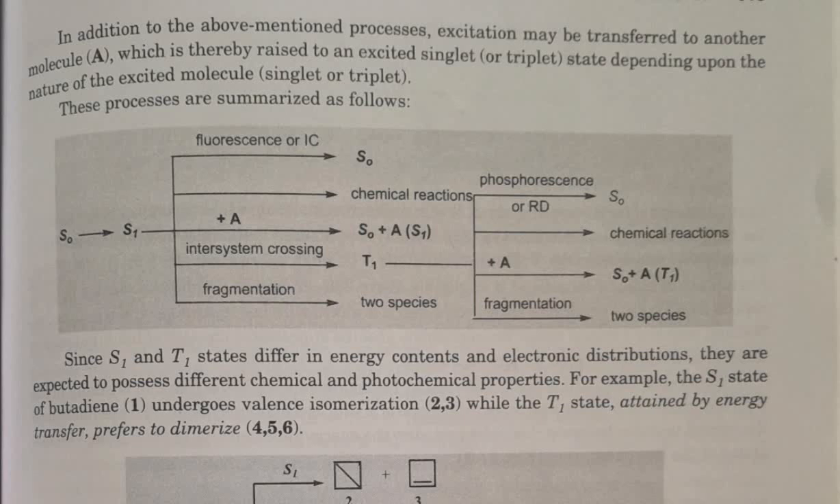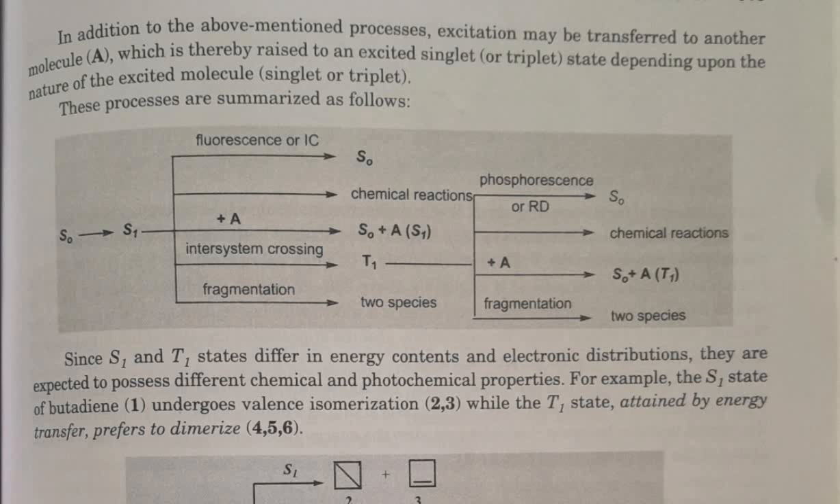Now you can see this pictorial diagram. S0 to S1. There are S0 fluorescence or intersystem crossing, S1 to chemical reaction, S1 to S0 plus A, S1 intersystem crossing to T1, and fragmentation to two species.